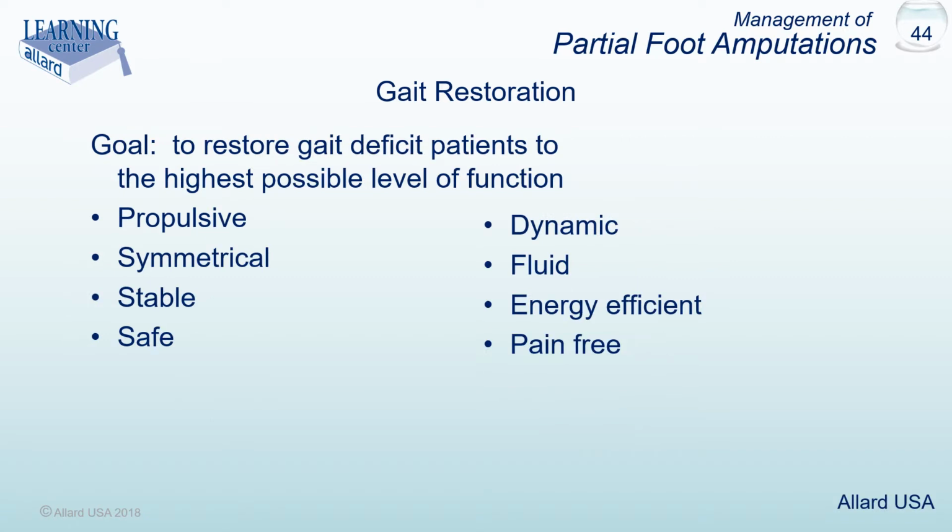This is a list of attributes that are components of normal gait. Missing any one of these attributes would have a negative impact on gait. And as noted earlier, propulsion is a key component of gait and absolutely necessary for locomotion.